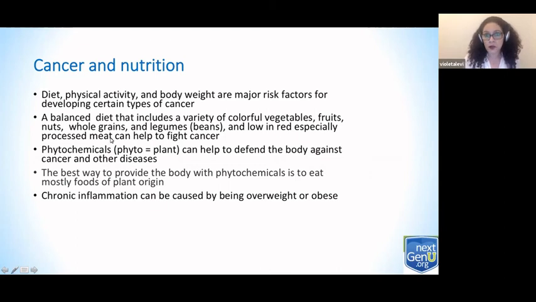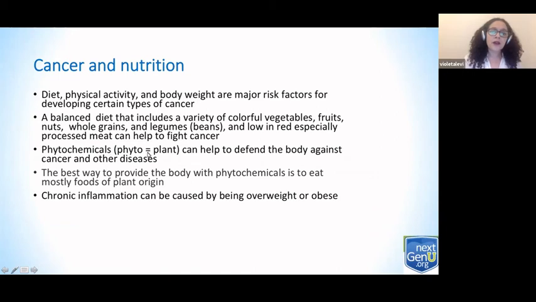Processed meats are the worst because they are full of preservatives, artificial flavors, added salt, added sugar, and trans fats, so we have to avoid them. And if we lower the consumption of these, it can help to fight cancer.